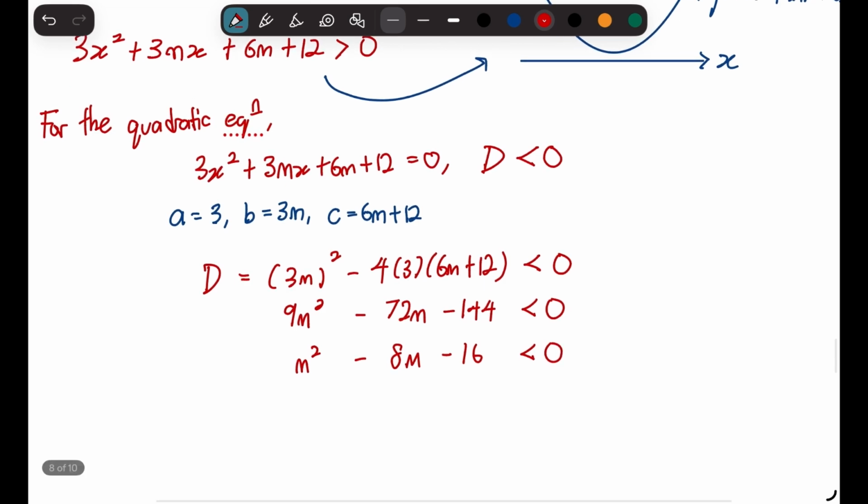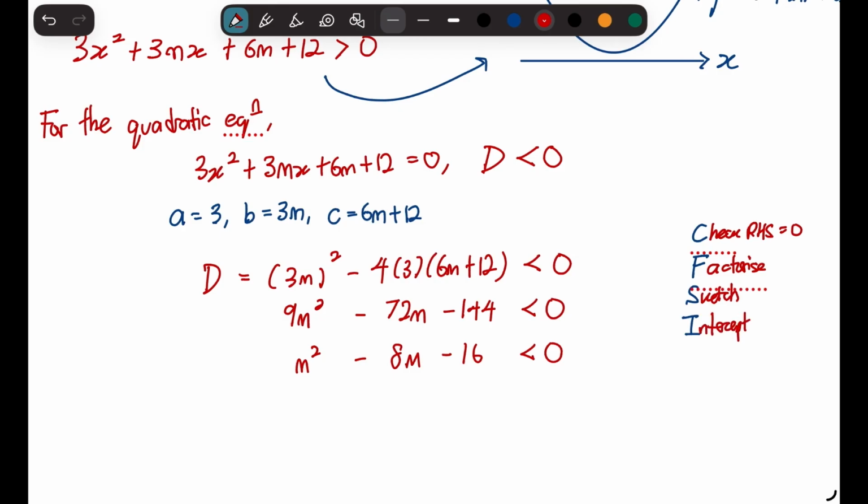Alright, so the steps are the same. We always use the same 4 key steps: C, F, S, I. Meaning we check the right-hand side is equal to 0. Then after that, once we have simplified everything, we try to factorize. But actually in this inequality here, if you try to factorize, you realize that you cannot factorize this very nicely because there are no nice numbers to solve this expression here.